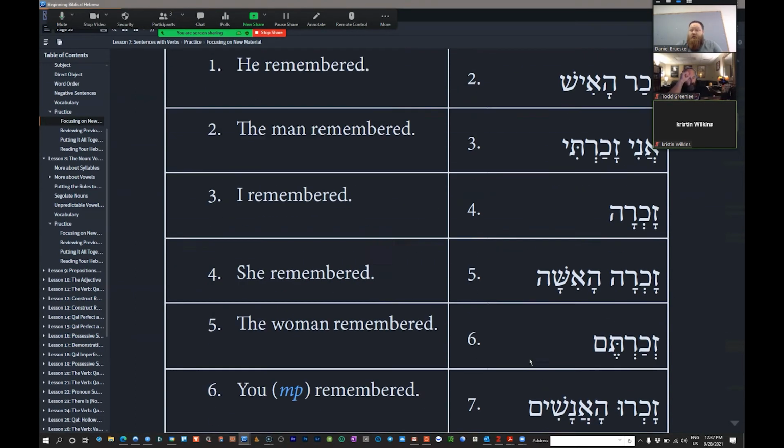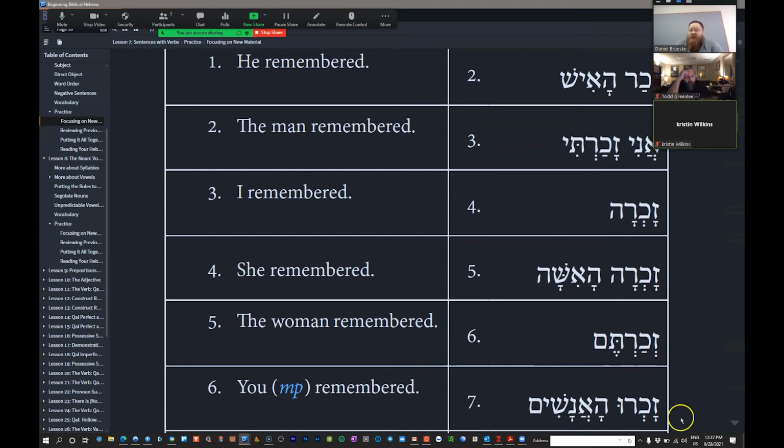If we look at number 7, we say zachiru. How many letters does a Hebrew verbal root have? 3. How many do I have? I have 4. So what should I take off? Let's start at the end with a suffix, shurik. The simple shurik suffix belongs to the 3cp form, so this would be they remembered. And then I've got to figure out what to do with ha-anashim. Again, I've got a definite article here, so I can take that off. Anashim is the plural form of ish, which means man or husband, and so this would be men or husbands. And with the article, it would be the men or the husbands.